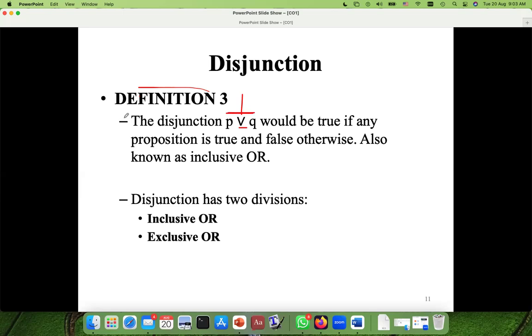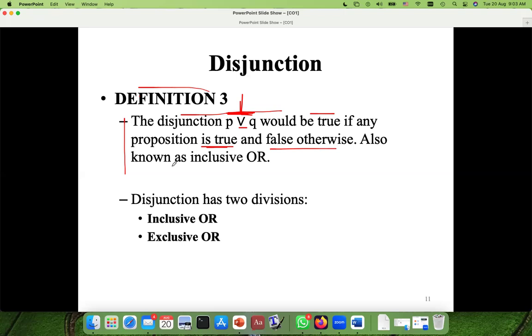And now the definition. What would be the result of P or Q? The disjunction of two propositions P or Q, if you use the disjunction symbol between them, would be true if any proposition is true. If any value is true, the result is true. And the previous one, the conjunction: if any value is false, the result is false. So these are almost opposite to each other. If any value of the propositions is true, the disjunction would be true, and false for all other cases.